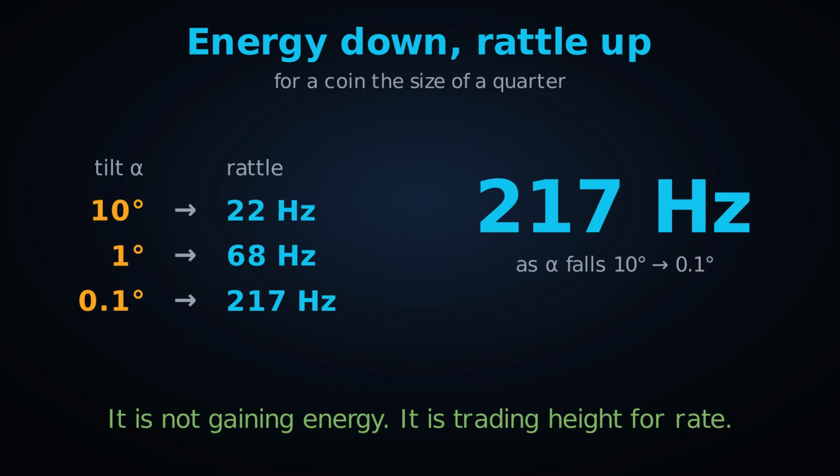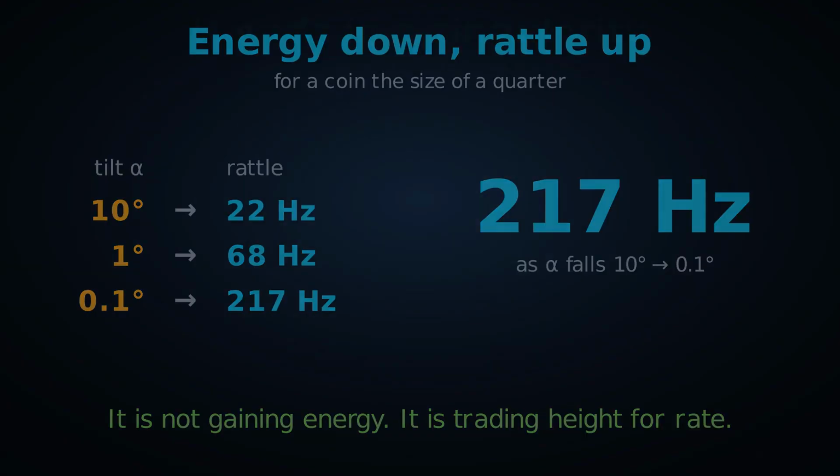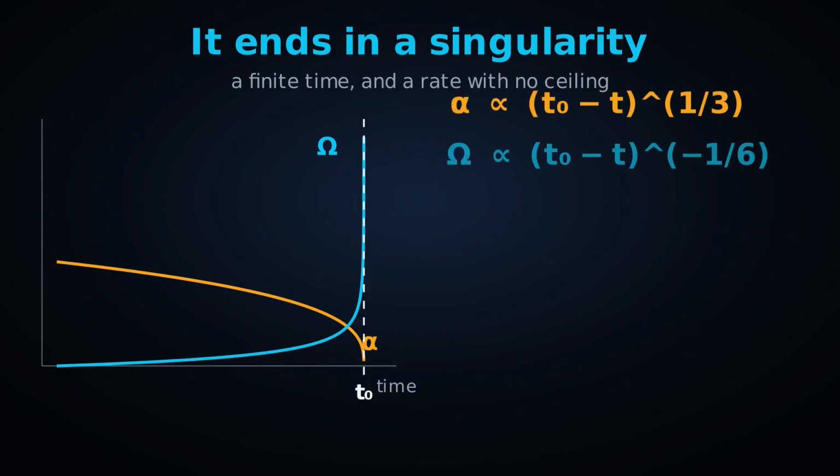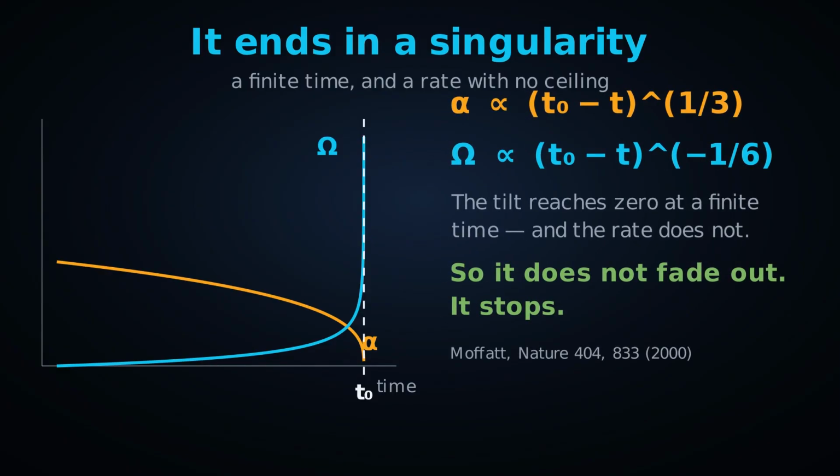For a coin the size of a quarter, 10 degrees of tilt gives you about 22 rattles a second. 1 degree gives 68. A tenth of a degree over 200. And that is why it stops the way it does. Feed in the way energy drains out of a coin and the tilt collapses to 0 at a finite time, while the rate, going as 1 over the square root of that tilt, runs off the top.